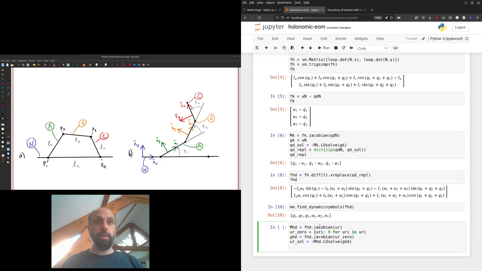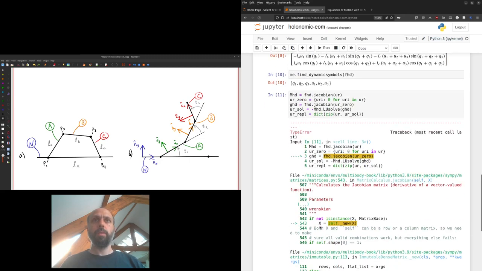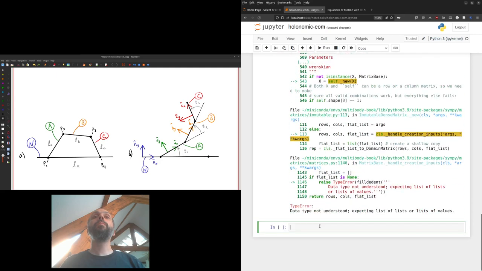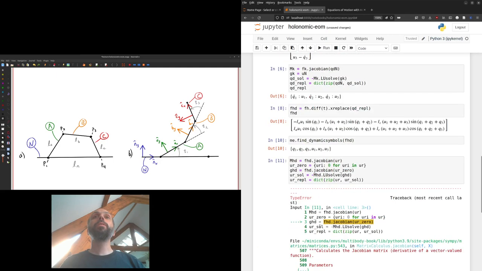And then UR_repl equals dict zip UR solve. Data type not understood. Oh yeah.